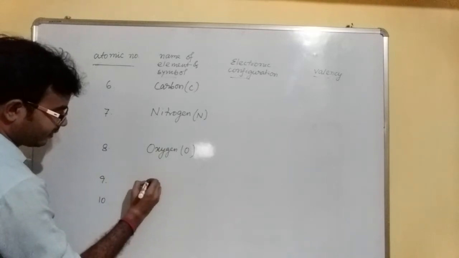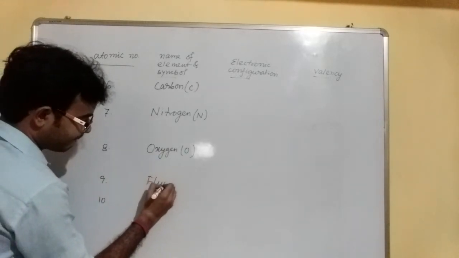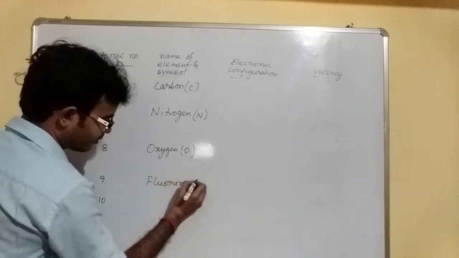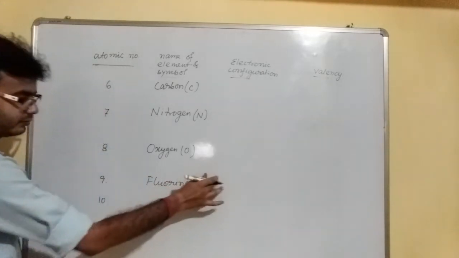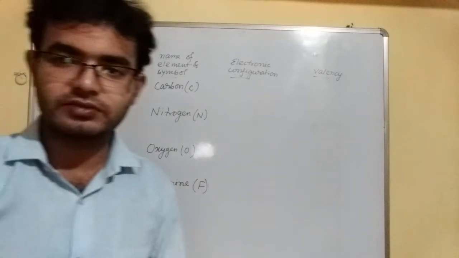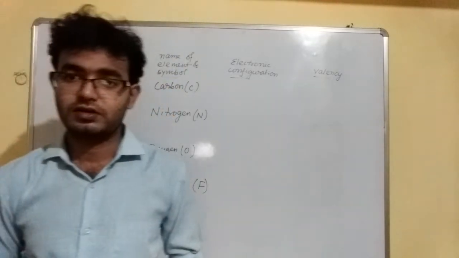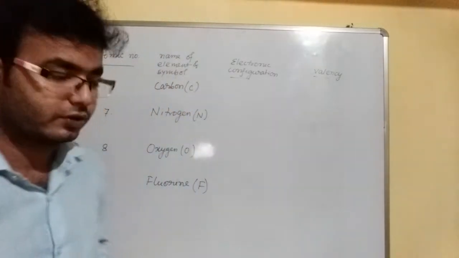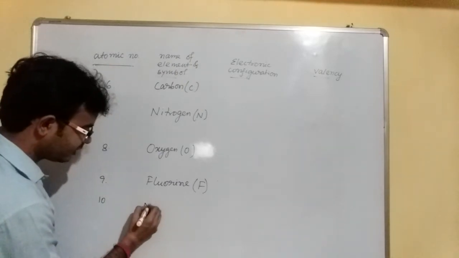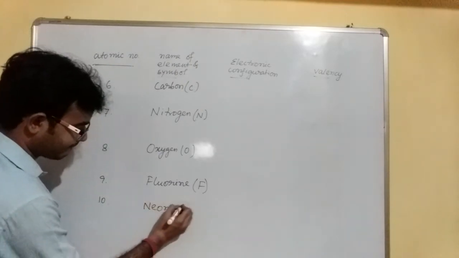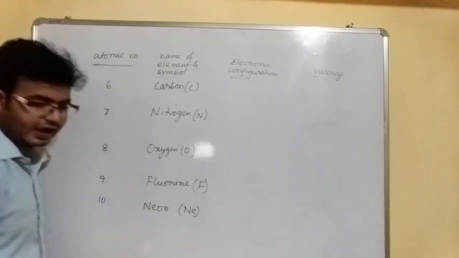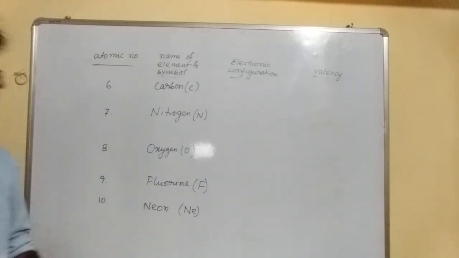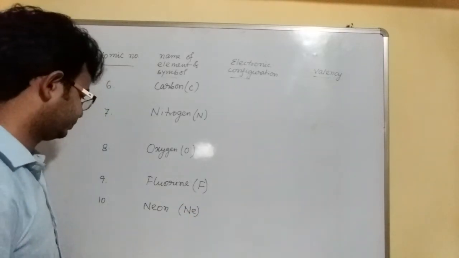9 is fluorine. Symbol F. Sometimes students write it as FL, but it's not FL. It is F. Next, number 10 is neon. The symbol is Ne.